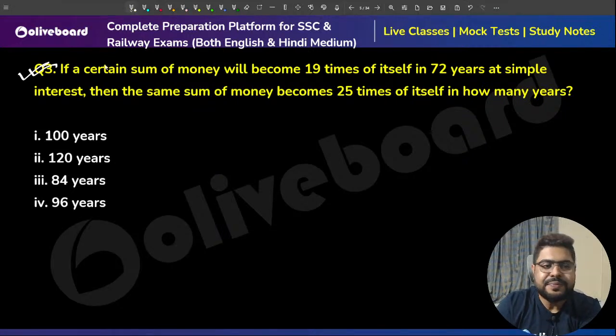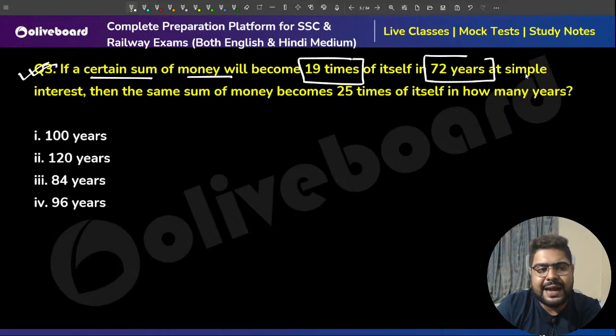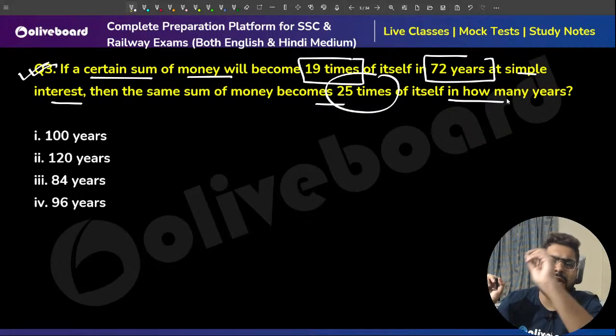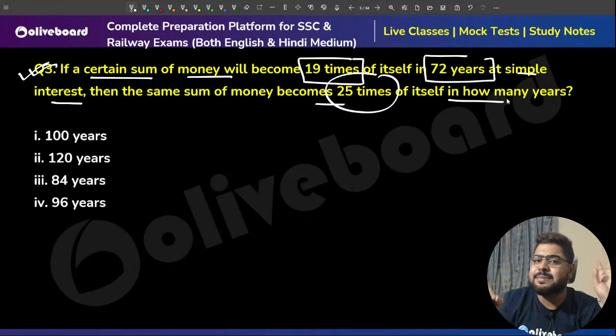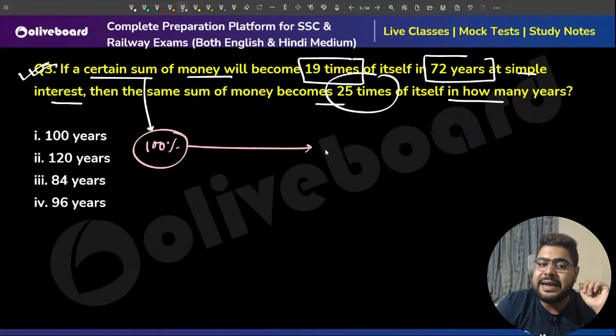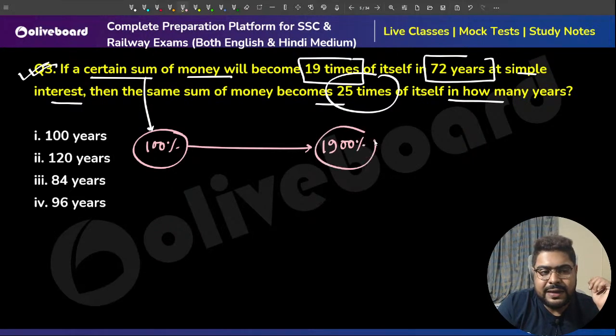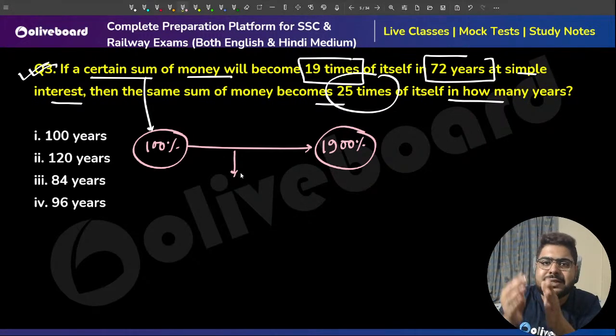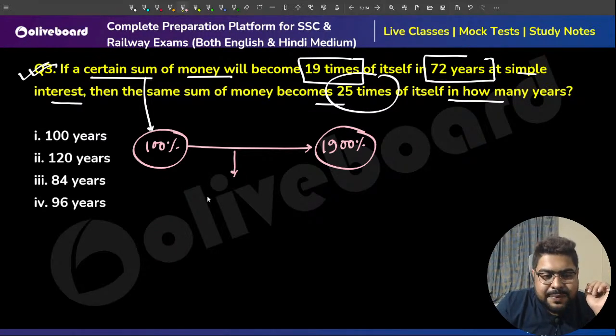Third question. A certain sum of money will become 19 times of itself in a certain number of years at simple interest. In how many years will it become 25 times? Do not worry, this is as simple as it gets. Sum of money, principal: I told you in the percentage approach, principal is always 100%. This is becoming 19 times, meaning 1900%, 100 into 19. This is why it increases, because the interest keeps getting added. So what is the interest?